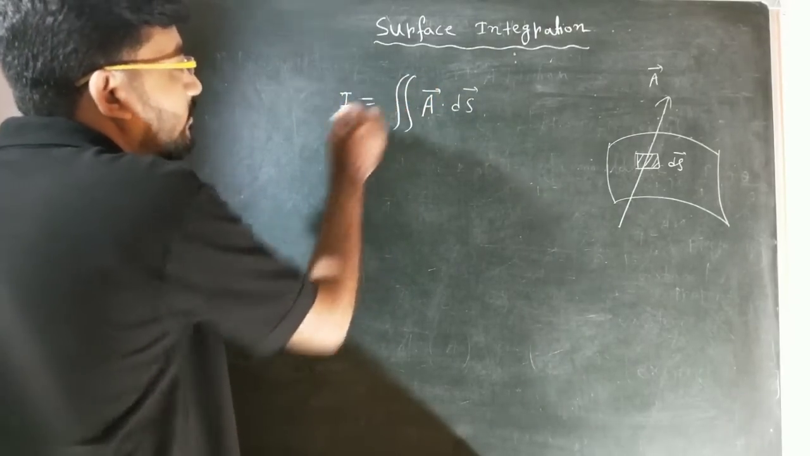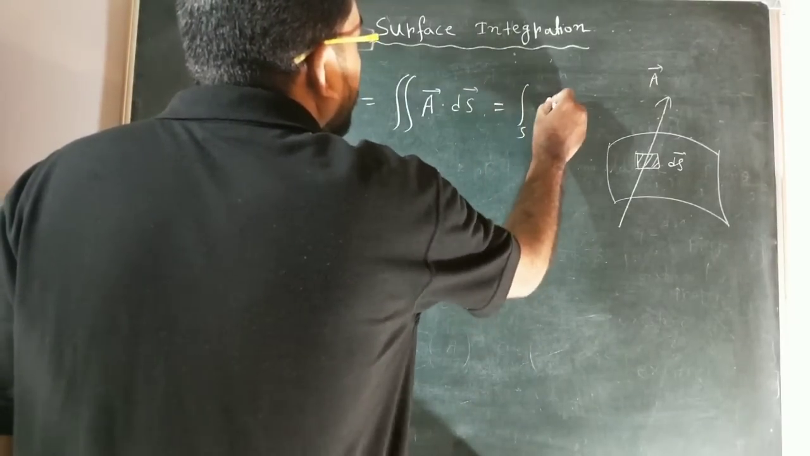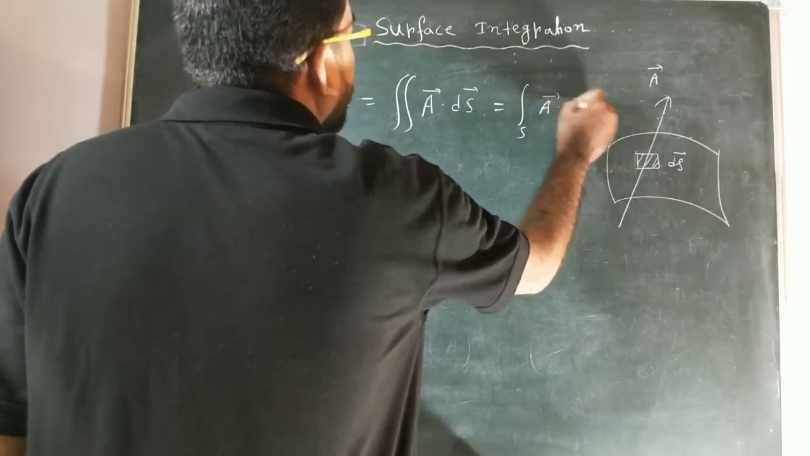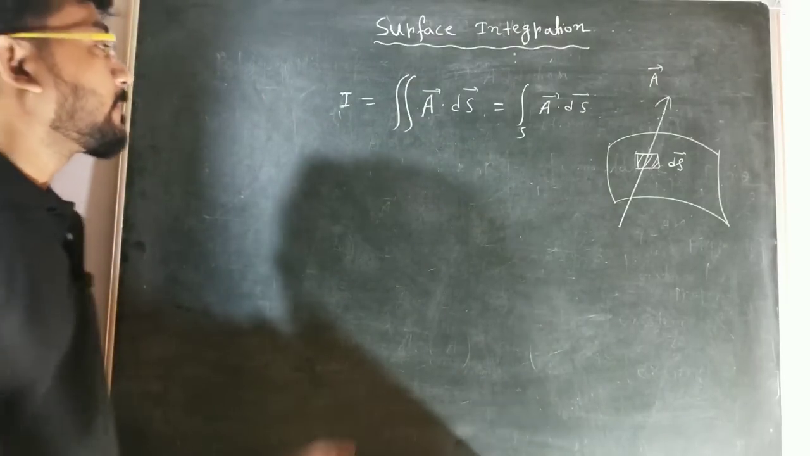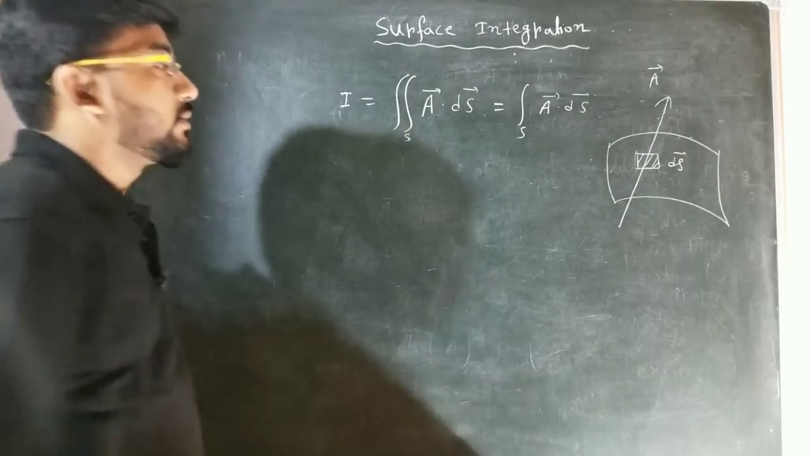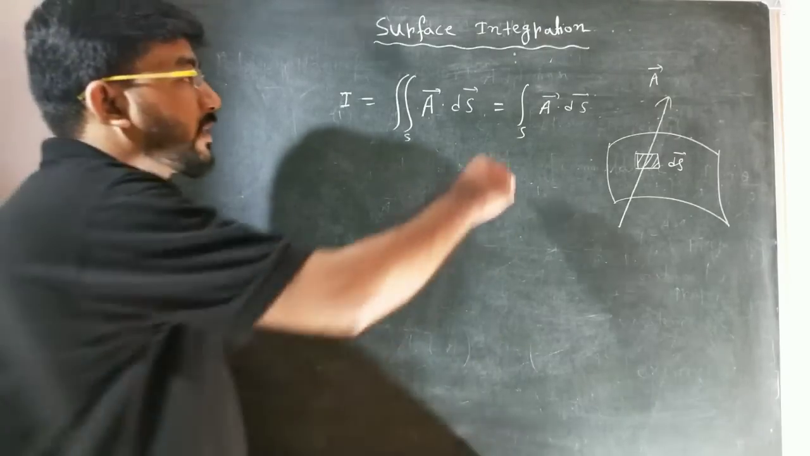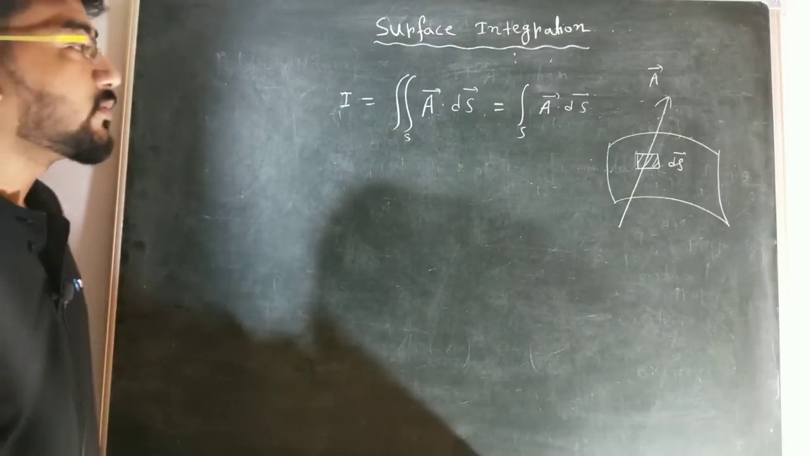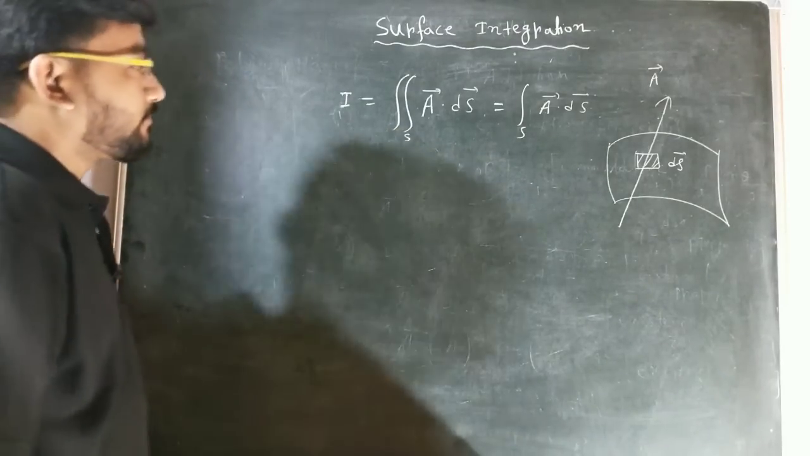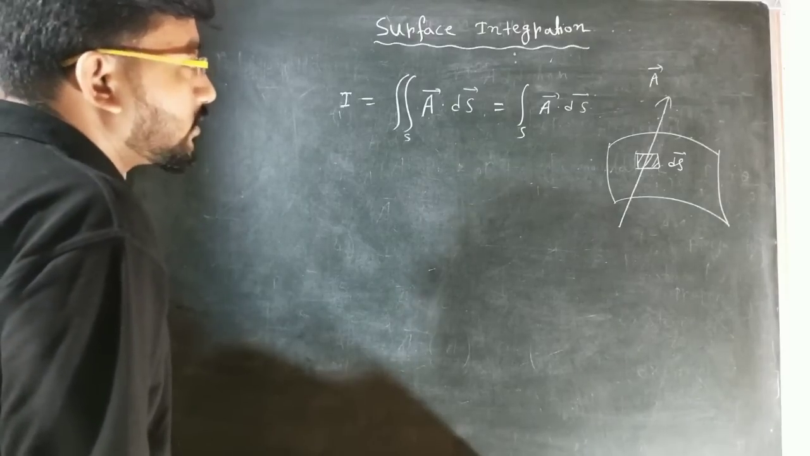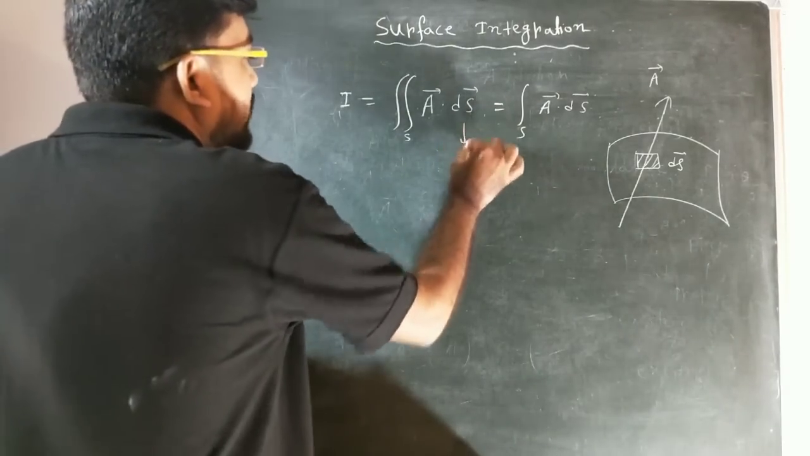This surface integration can be written like this, or you can write it in this form also, okay, A dot ds. Sometimes we denote it by a double integral, or sometimes by a single integral, okay. But at the end of the calculation you have to do a double integration in both cases. This is just a matter of notation, okay. So now this representation of surface integration is for an open surface, okay.